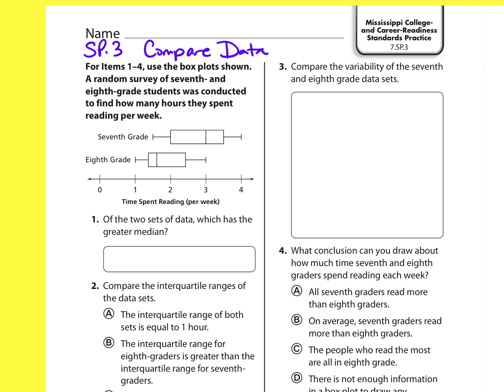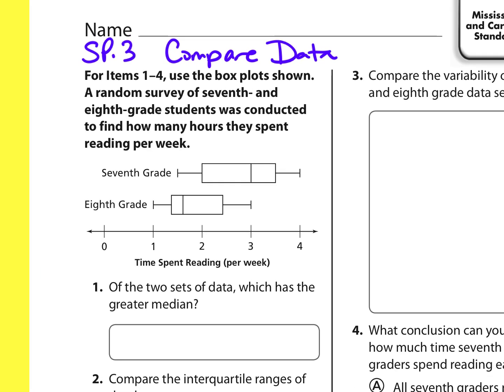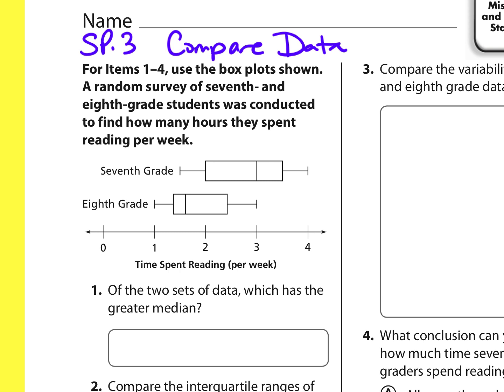So starting with SP3, compare data. For items 1 through 4, use the box plots shown. A random survey of 7th and 8th grade students was conducted to find how many hours they spent reading per week. Of the two sets of data, which has the greater median? Well, the median on a box plot is this middle line. So the 7th grade, the middle number rather, is about 3 hours per week. And 8th grade was a little more than 1, we'll say about 1.6 hours per week. So the greater median was the 7th grade.